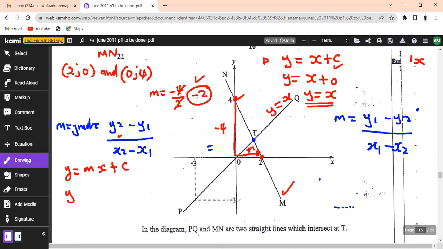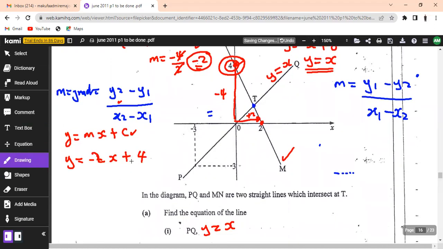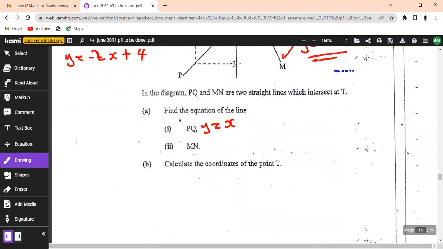Okay, so y is equal to mx plus c, where m is the gradient. Our gradient in this case, we said, is minus 2, so it's going to be minus 2x plus c, which is the y-intercept. The graph here crosses the y-axis at what? At 4. So that is your y-intercept, which is 4. So y is equal to minus 2x plus 4. That would be our equation of this line MN, just like that. Okay, so that's what we have.